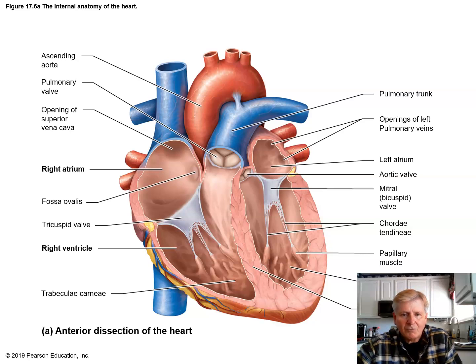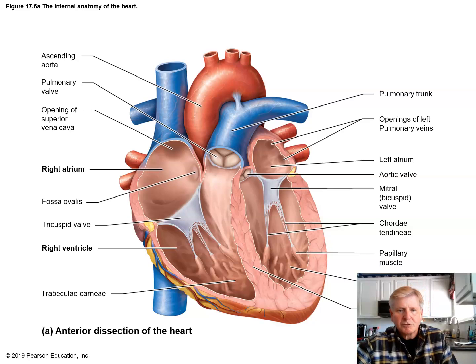And the valves are attached to these little cords called chordae tendineae. And the chordae tendineae, like little purse strings, are attached to these little muscles called papillary muscles. And what they do is they keep those valves taut between contractions so blood does not prolapse back up into the upper chambers.